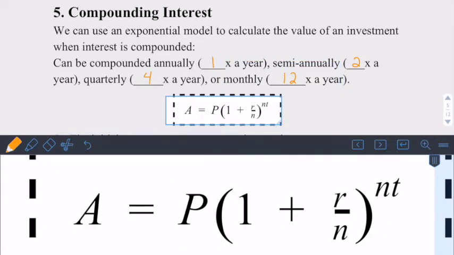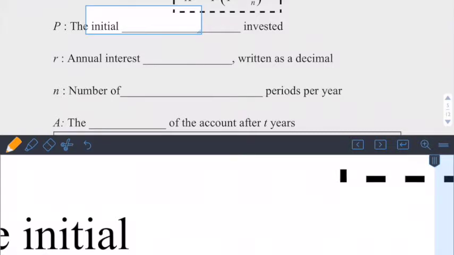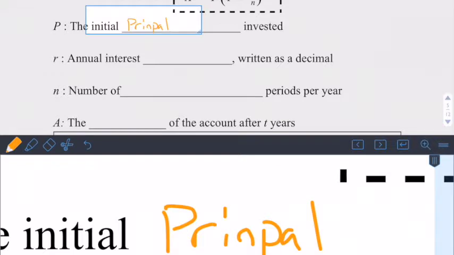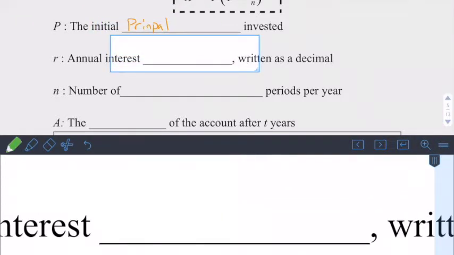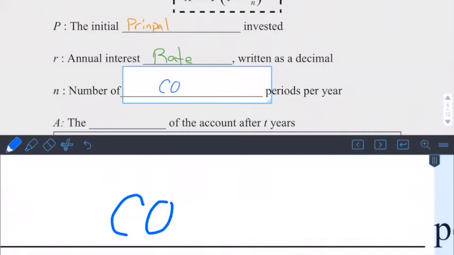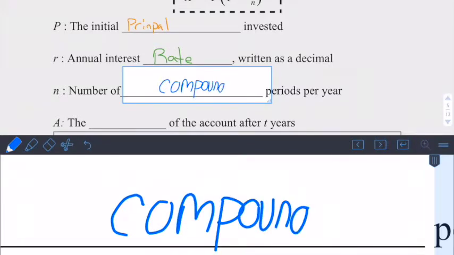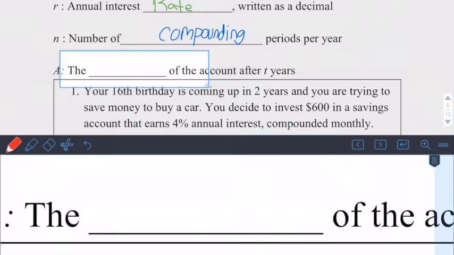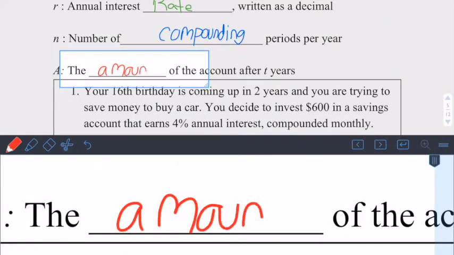So the formula we're going to be looking at is A equals P times (1 plus R over N) to the power of NT. P is the initial principal invested. R is the annual interest rate, which is written as a decimal. N is the number of compounding periods per year. And A is the amount of the account after T years.